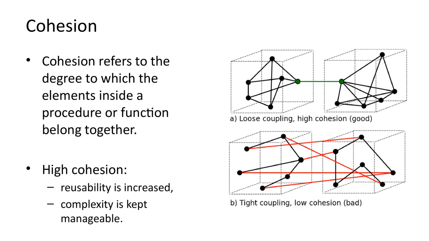When we are thinking about breaking down a complex program into procedures and functions, cohesion is a key concept. Cohesion refers to the degree to which the elements inside a procedure or function belong together. In general, you want your procedures and functions to have high cohesion. This means that the procedure or function has few links with other procedures or functions.